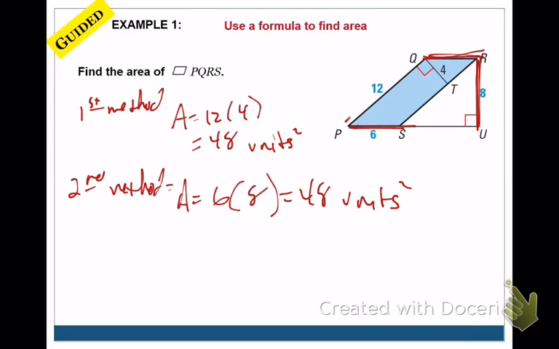Okay, so you get the same result, just make sure you pay attention to what you are considering your bases and then that distance between them. All right?